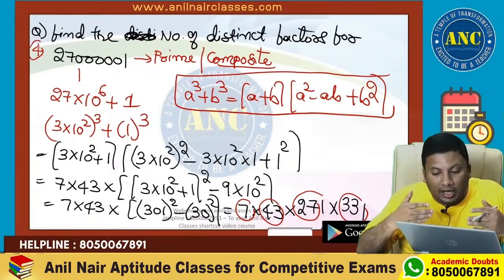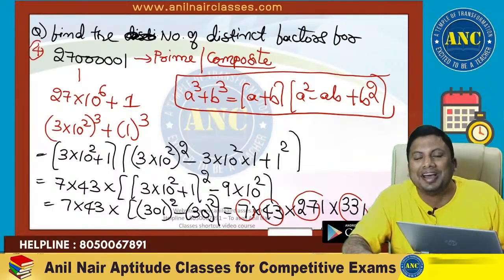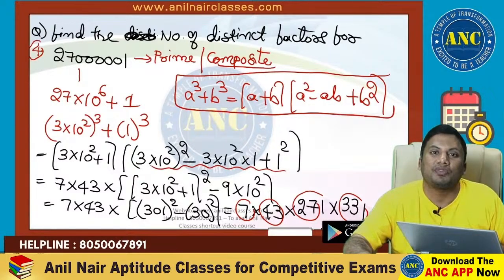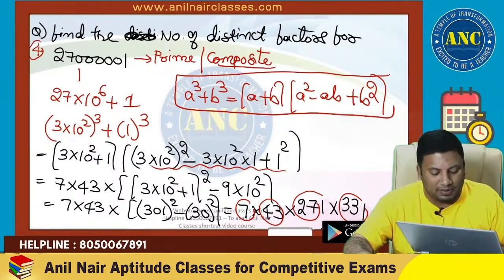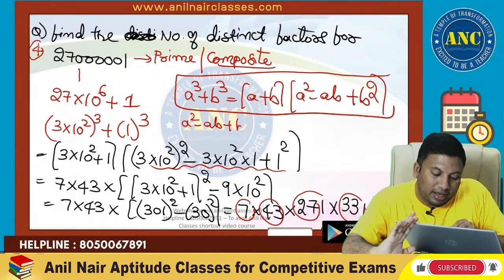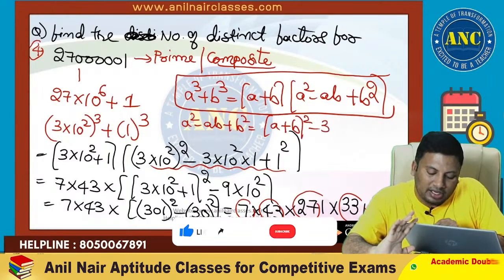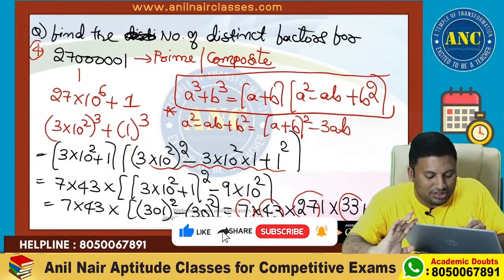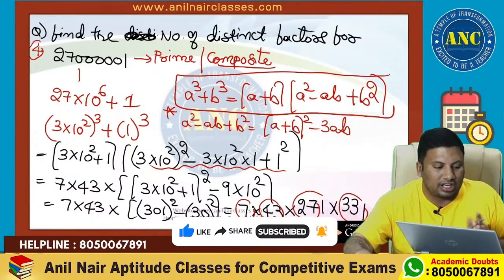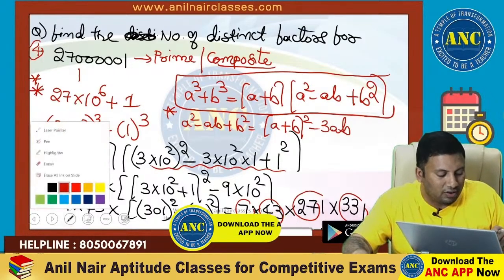Generally, doing prime factors using A cube plus B cube is something which you have not seen in any of the textbooks. How am I writing? A square minus AB plus B square as (A plus B) whole square minus 3AB. This is what I used to solve the problem: (3 into 10 square plus 1) whole square minus 9 into 10 square. Please put a star mark on this question. This is how you should find out these factors.